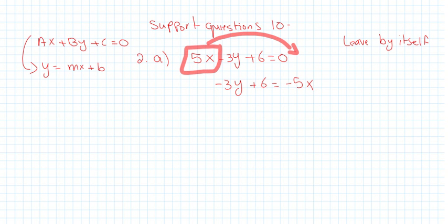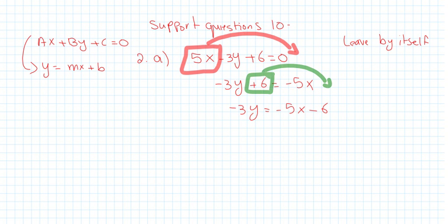Now, what else did you say that I have to move over? I have to move the 6 over. The goal is to leave y by itself, so the next thing I have to move over is the 6. If I want to move the 6 over, what does it become? Negative 6. So I have negative 5x minus 6.